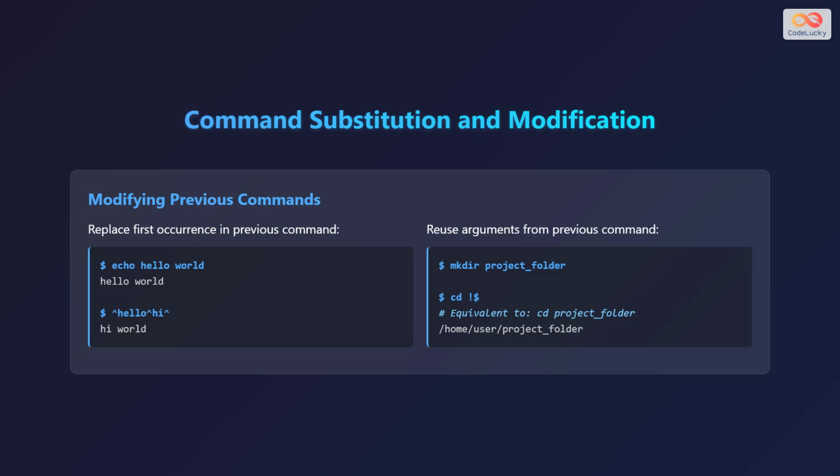You can modify previous commands using command substitution. To replace the first occurrence of a string in the previous command, use the syntax ^old^new. For example, if the previous command was echo hello world, typing ^hello^hi will execute echo hi world. To reuse arguments from the previous command, you can use !$. For example, if you just created a directory with mkdir project_folder, typing cd !$ is equivalent to typing cd project_folder, taking the last argument from the previous command.